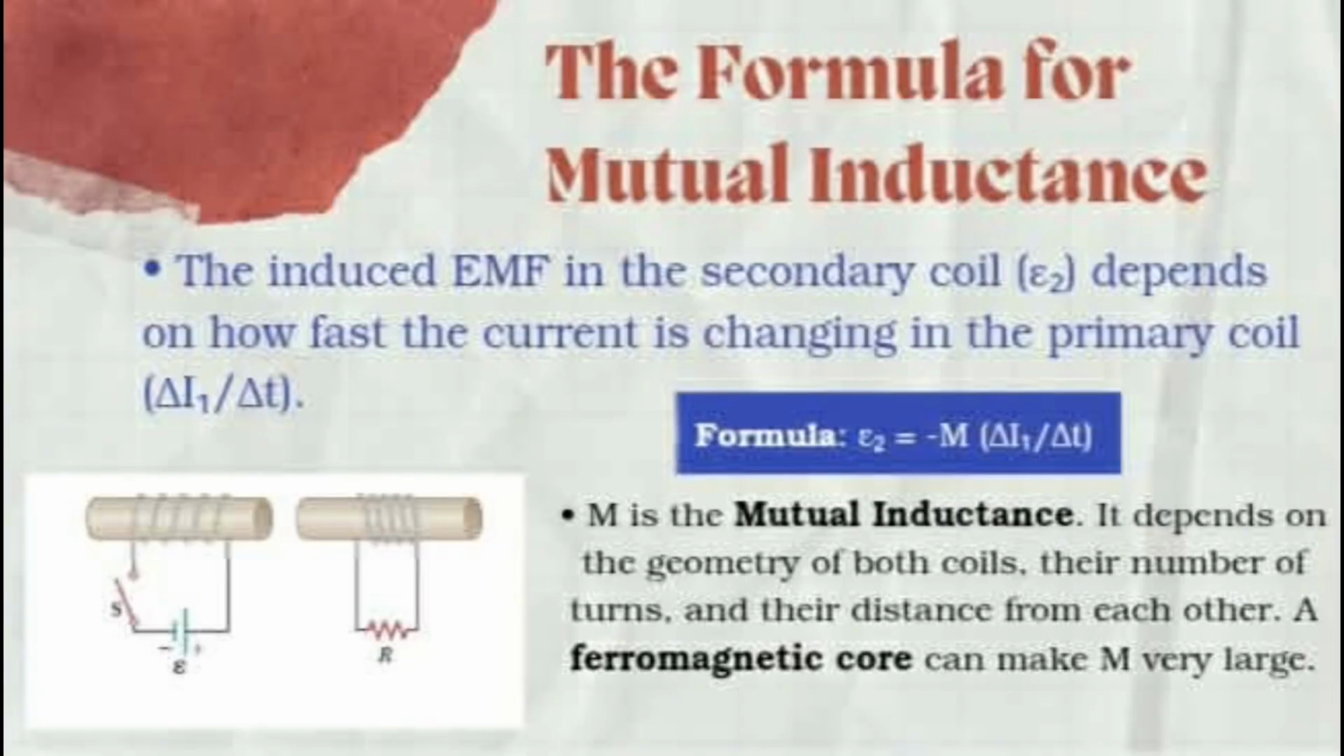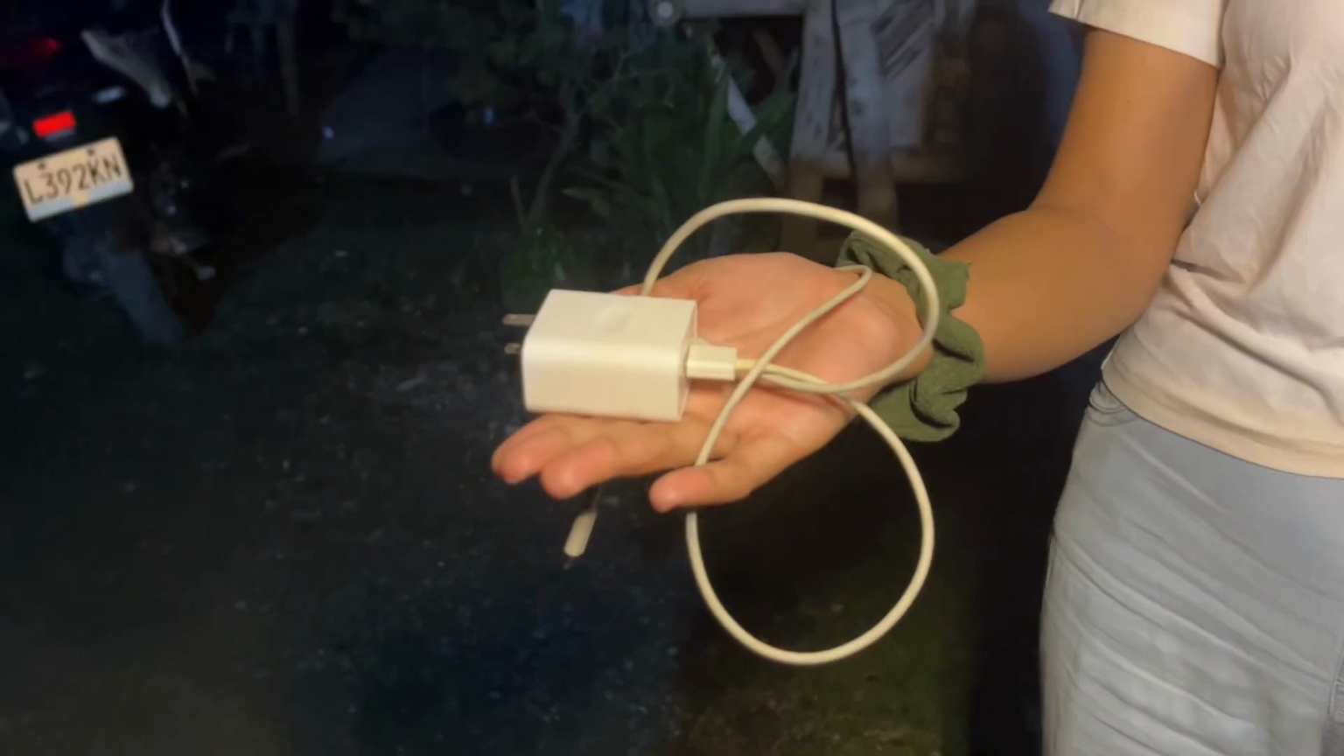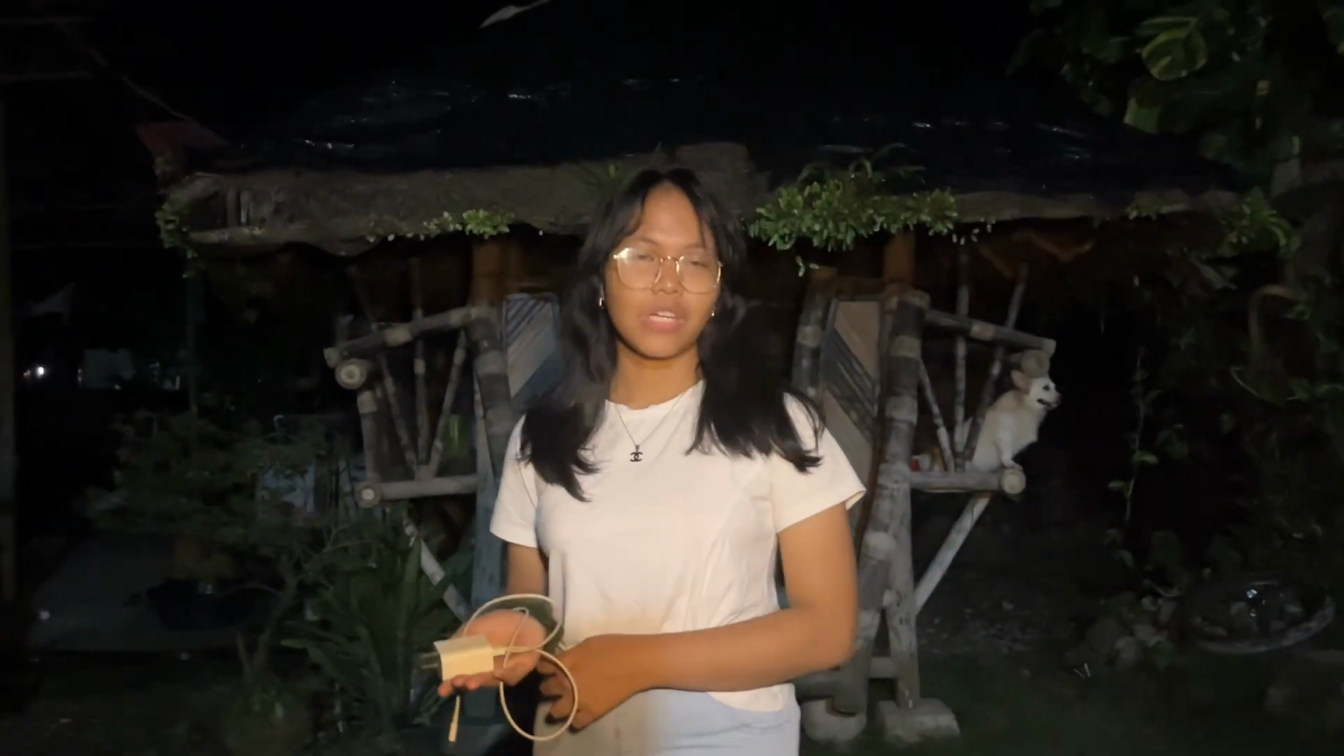The formula, epsilon sub 2 equals negative M times delta I1 over delta t, where M is the mutual inductance constant. This is the entire principle behind transformers.